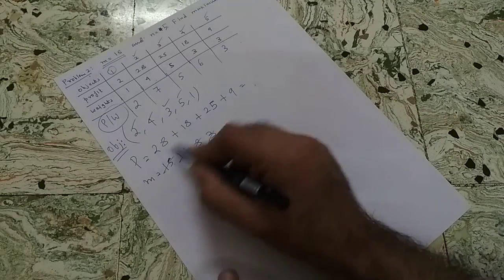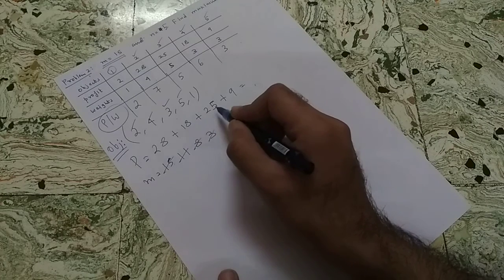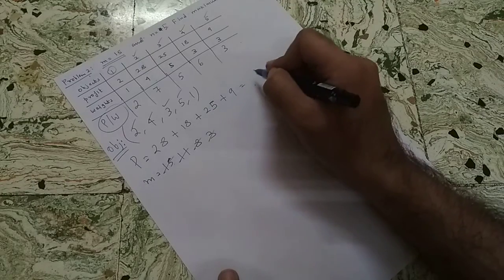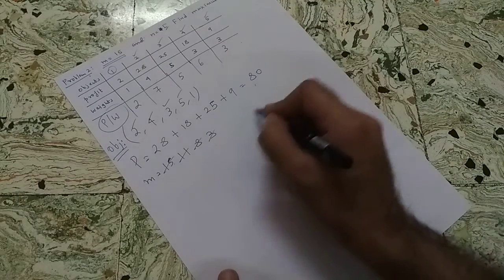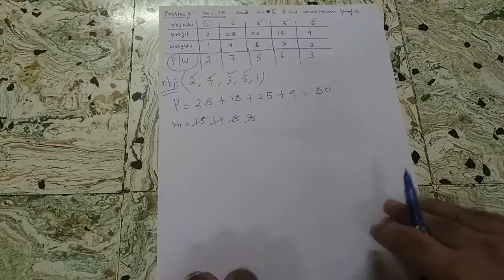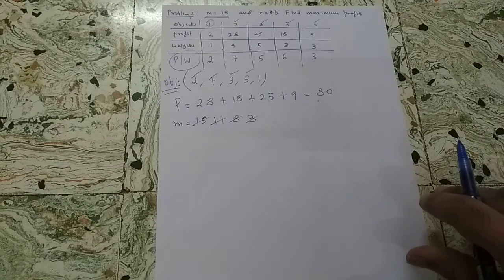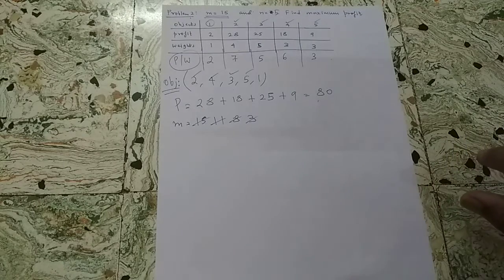So if you calculate this sum, what will you get? 28 plus 18 comes out to be 46. 46 plus 25 comes out to be 71. And 71 plus 9 comes out to be 80. So this is our maximum profit. Okay, so I hope you have understood the way you will need to solve problems on fractional knapsack. Next, I'll take you through the algorithm.